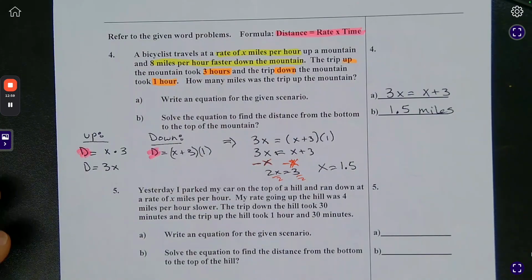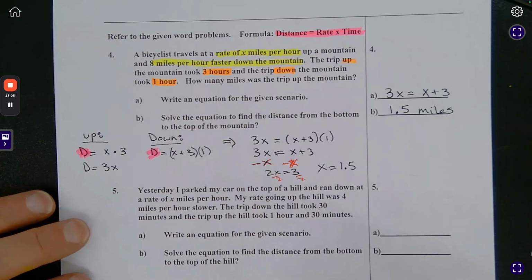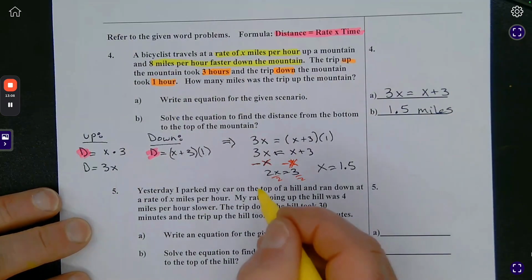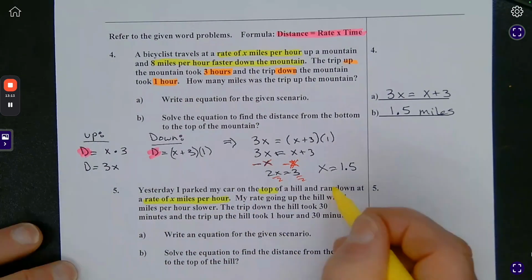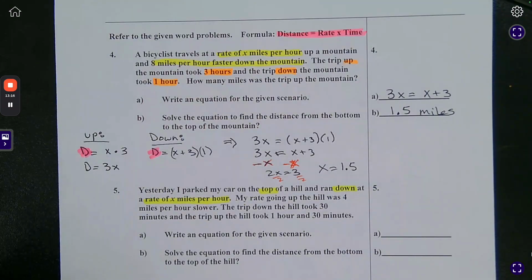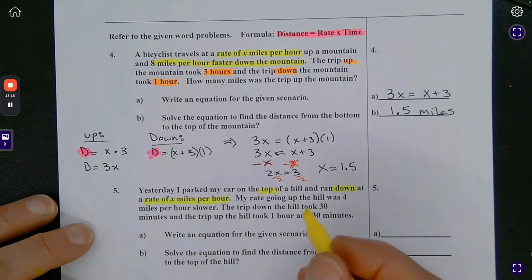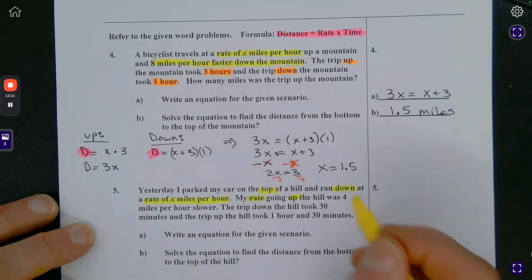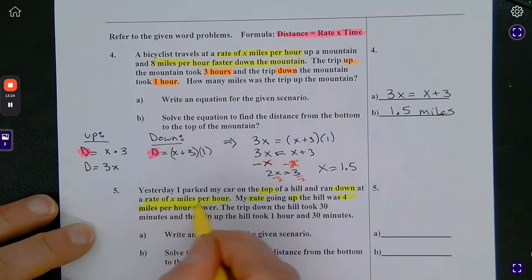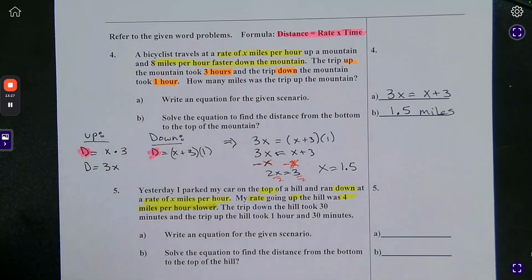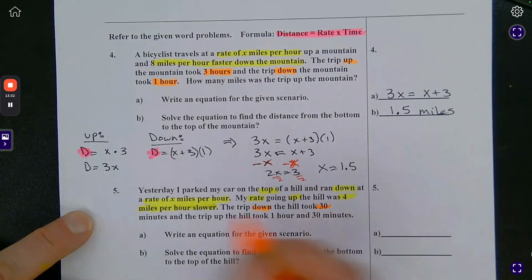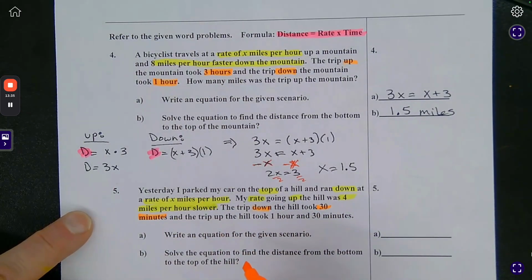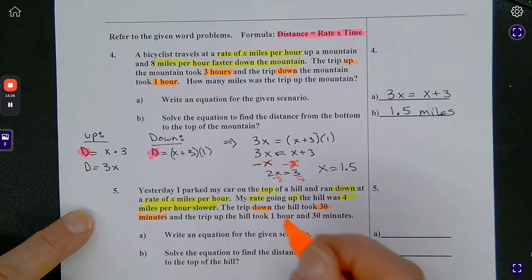Yesterday, that's it. We're done. Yesterday, I parked my car on the top of a hill and ran down at a rate of x miles per hour. Okay, so you're at the top of the hill, and you had a rate of x miles per hour. That's going downhill. My rate going up the hill was 4 miles per hour slower. The trip down the hill took 30 minutes, and the trip up the hill took 1 hour and 30 minutes.